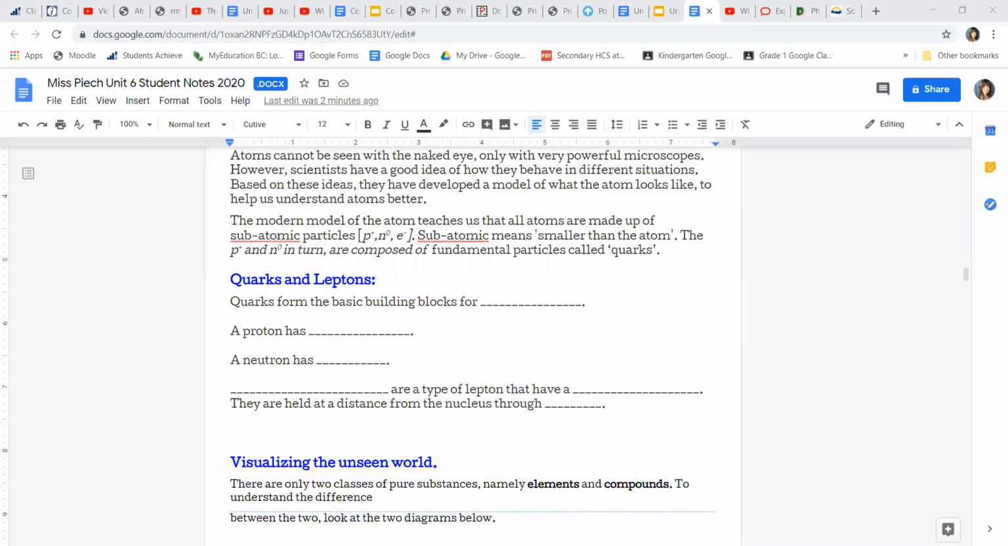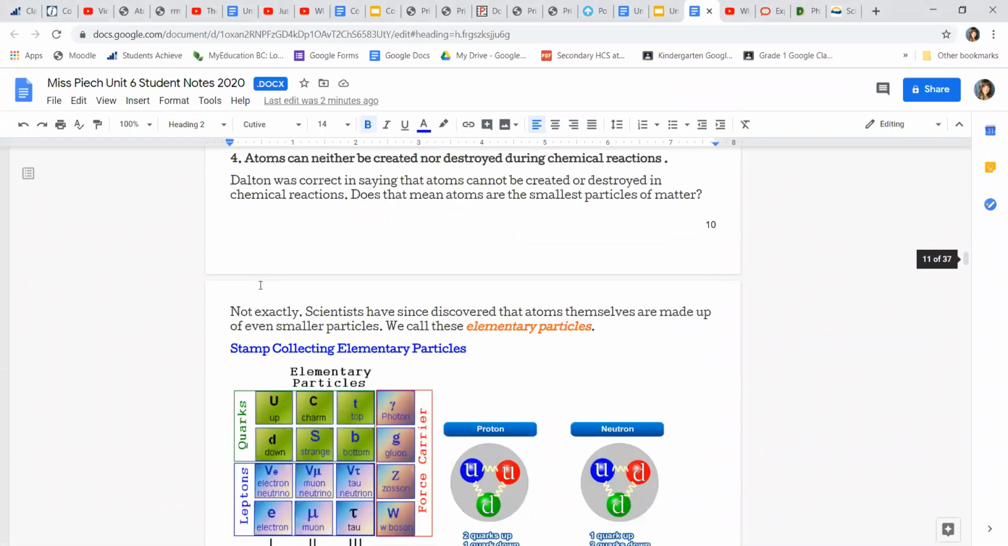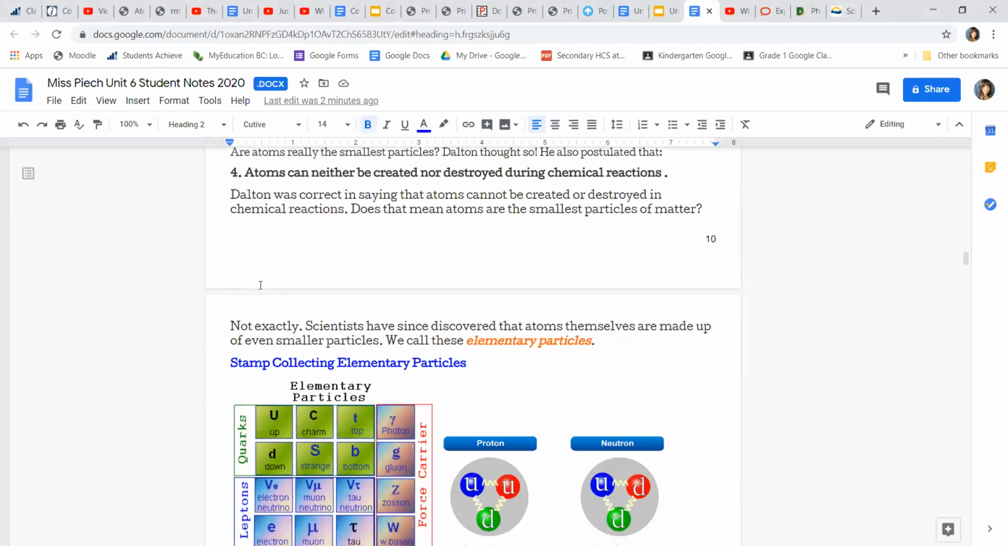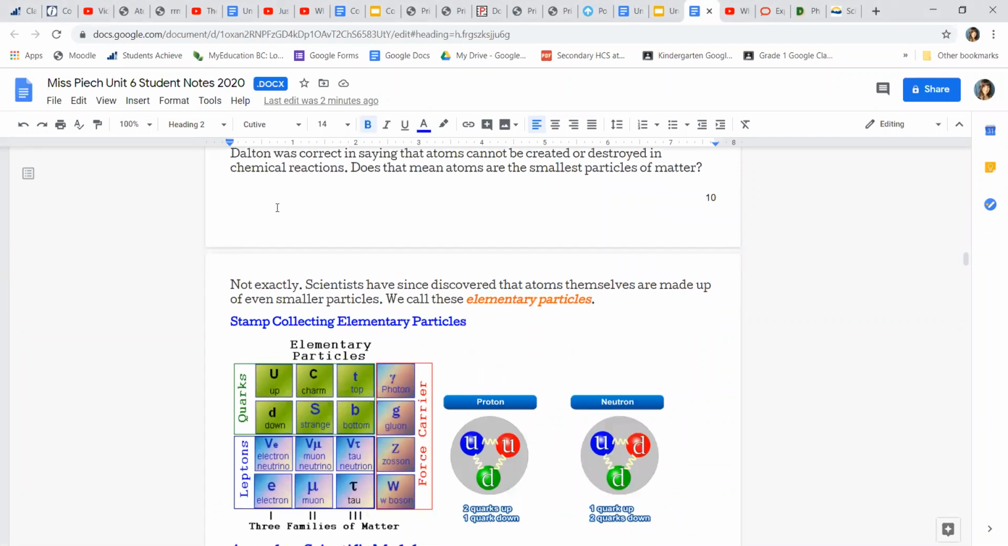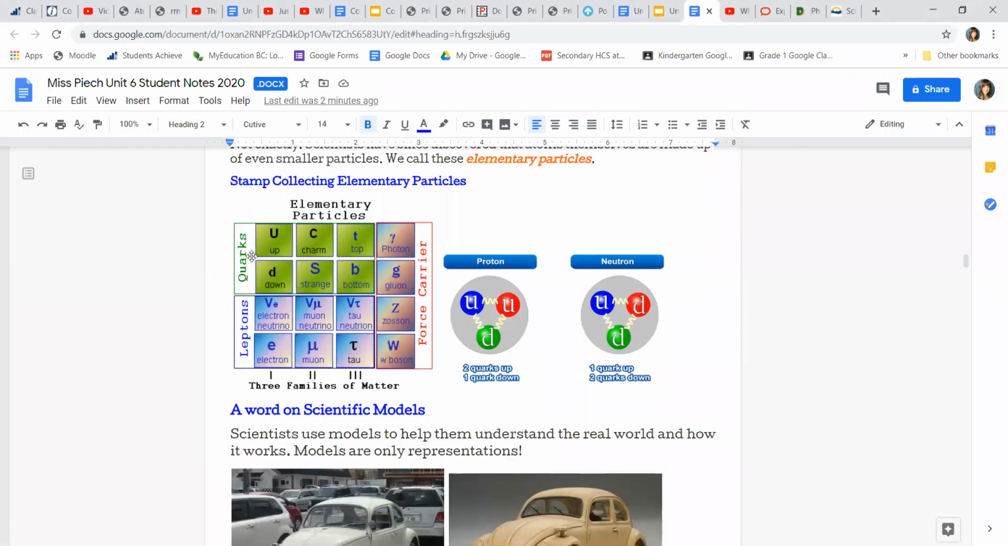I'm a little ahead of myself here. So you were working on this chart last time. Now for here, it says that atoms can either be created or destroyed during chemical reactions. Now that's correct, that's very true, but at the same time, it does not mean that atoms are the smallest particles of matter. What happens is there's actually something called elementary particles, and those are called quarks and leptons, like I mentioned earlier.